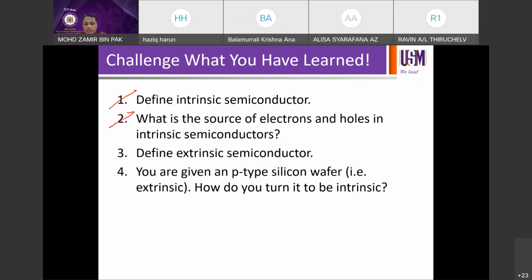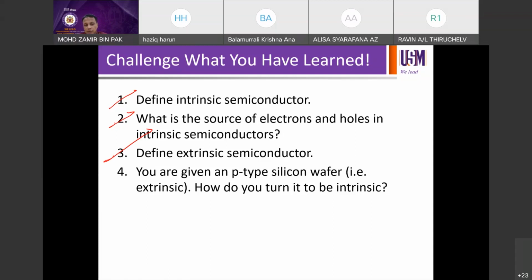Next, define extrinsic semiconductor. Anyone? Senang je kan? Dope, right? Tadi undope, sekarang dope lah. You're incorporating dopants into the lattice. Can be p-type, can be n-type. Trivalent for P, pentavalent for N. Okay, clear. Very simple.